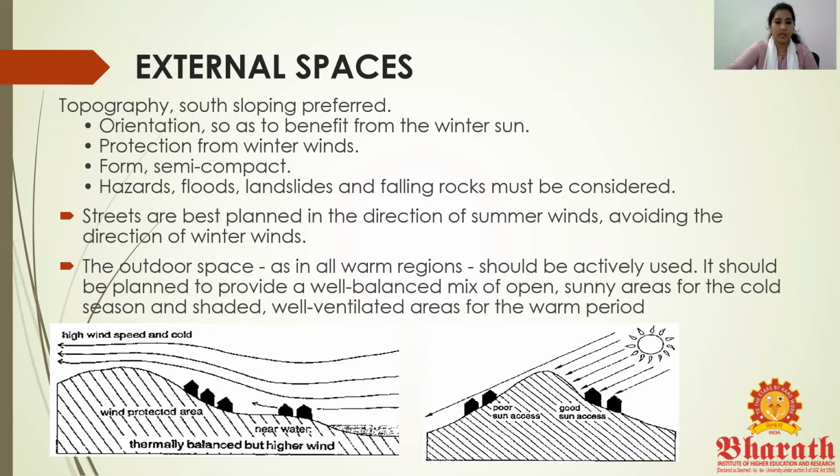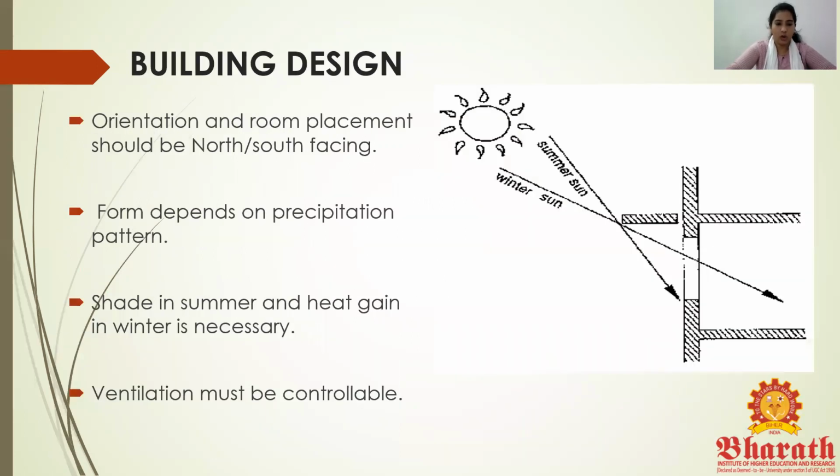So the outdoor spaces, as in all warm regions, should be actively used. It should be planned to provide a well-balanced mix of open sunny areas for the cold season and shaded, well-ventilated areas for the warm period. So that is how overall the elements have to be planned, which is what we had seen.